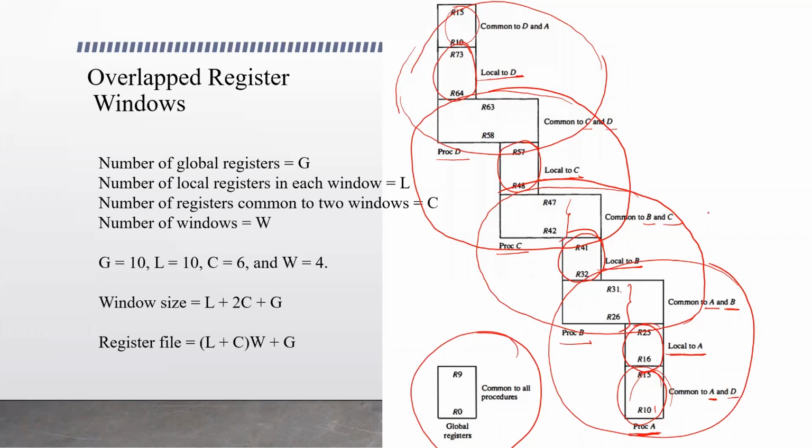We have 4 windows in this register organization. It is a circular arrangement of registers, with procedure A and procedure D here. The common registers are at both ends, for procedure A and the registers that are common to procedures A and B. You find in both these ends R10 to R15.